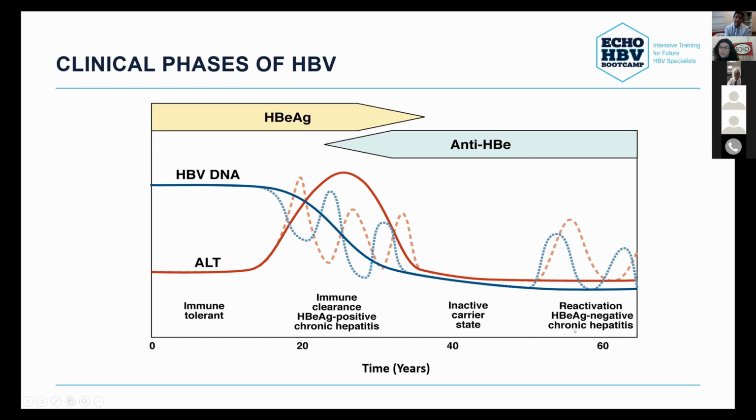Okay, and again, for reactivation, if you see reactivation, you should consider treatment. But if a patient is in the inactive carrier state going into immunosuppression, you have to think about prophylaxis with antivirals, because you don't want reactivation to occur in these patients. Okay, so again, wherever you see these elevations in the liver enzymes and DNA, you have to consider treating them.